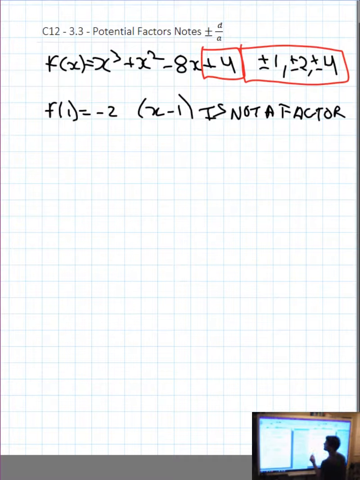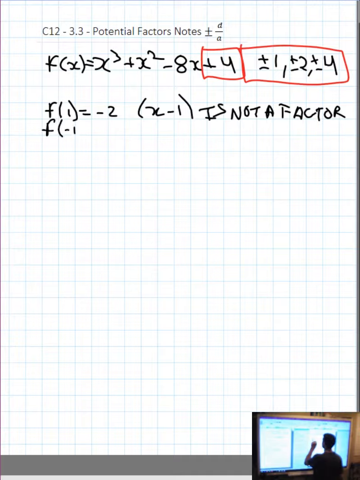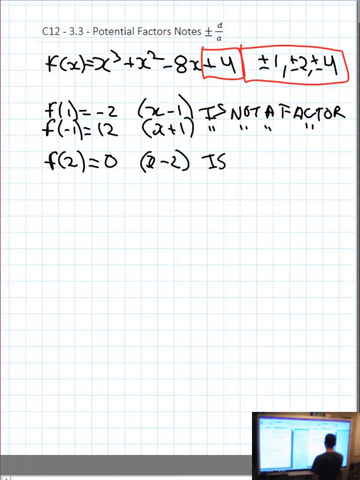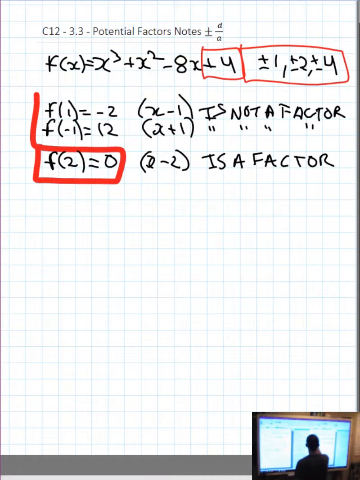Then we test f of negative 1, and we get 12, and x plus 1 is not a factor. Then we test f of 2, and we get 0. Therefore, x minus 2 is a factor, using the factor theorem and the remainder theorem.